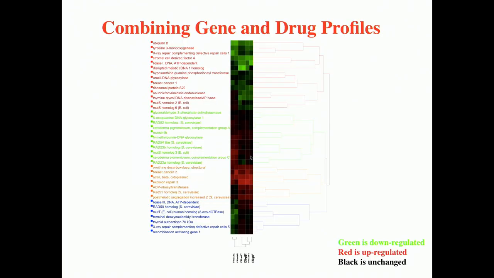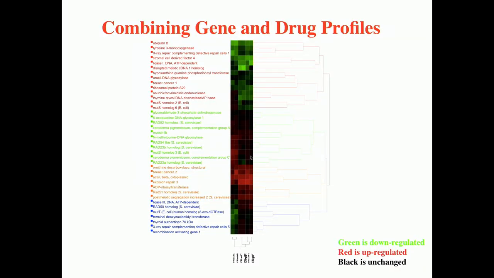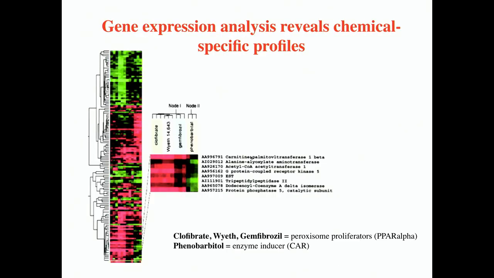So we took this information, and we can classify and profile these genes. The data gets manipulated. And we actually can determine chemical-specific profiles. As I said, we can now look at what a particular drug, in this particular case, it's a fibrate, gemfibrozil, and we can determine what genes are being affected.